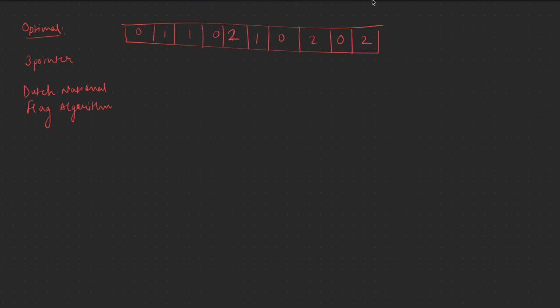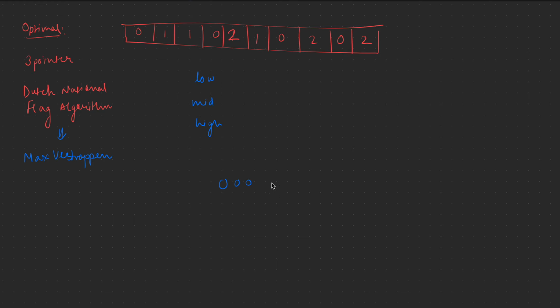Or we can also call this Max Verstappen algorithm, pun intended. Now, in this three pointer approach we will take three variables: low, mid and high. Let's talk about the intuition first.